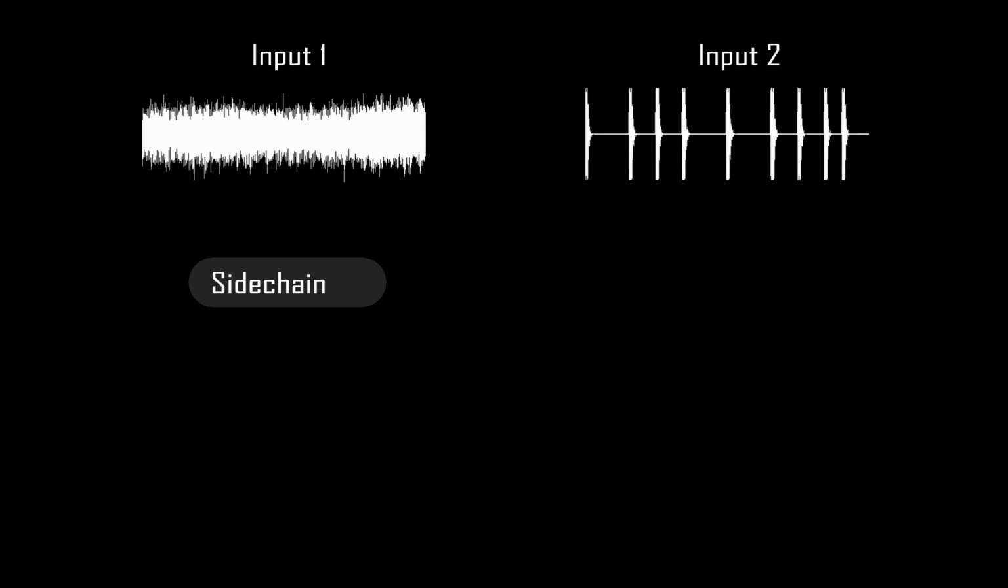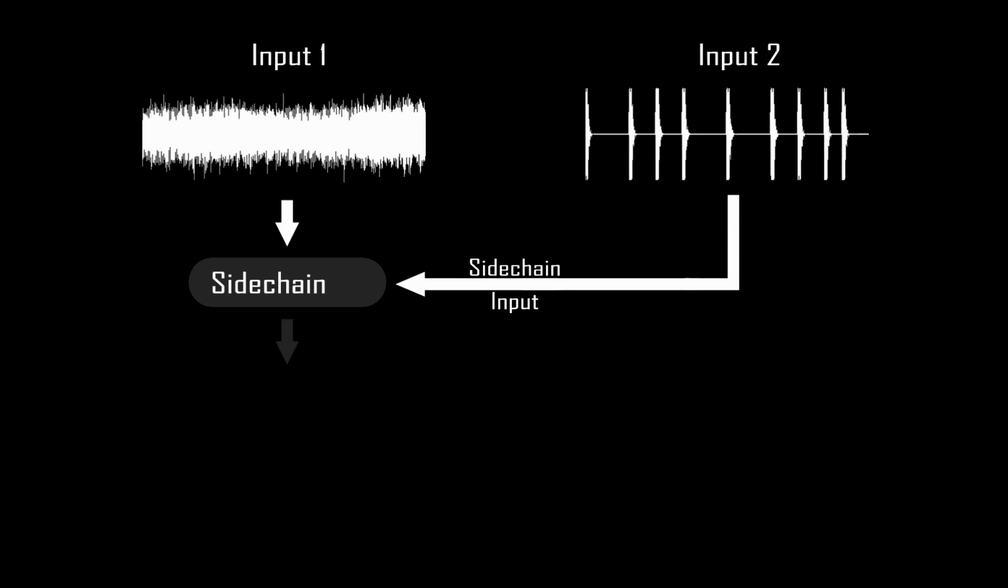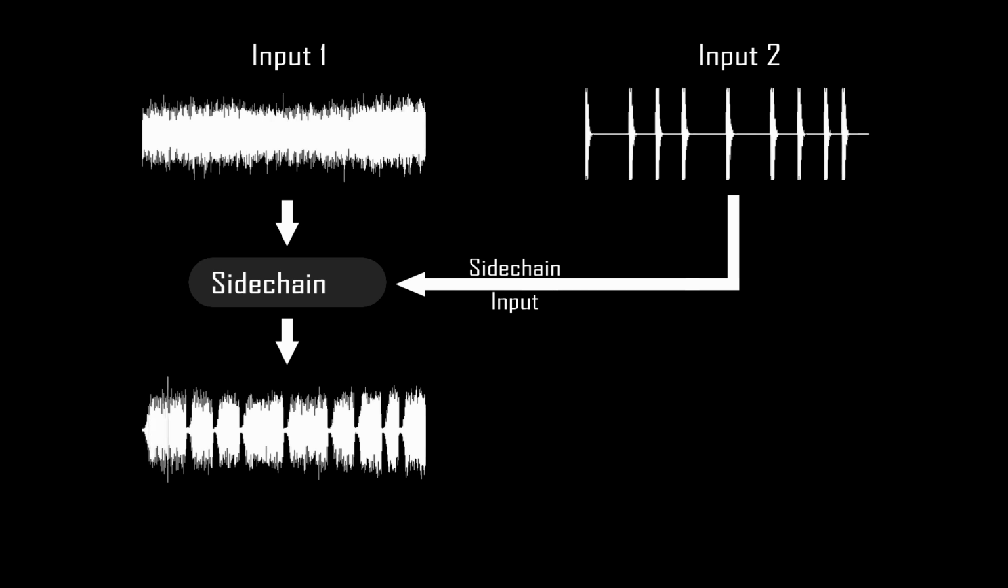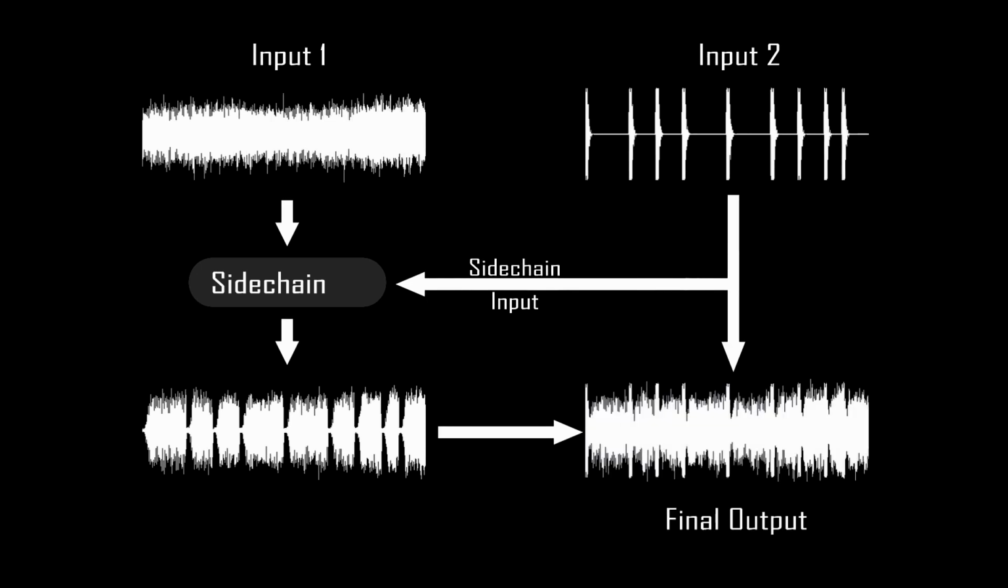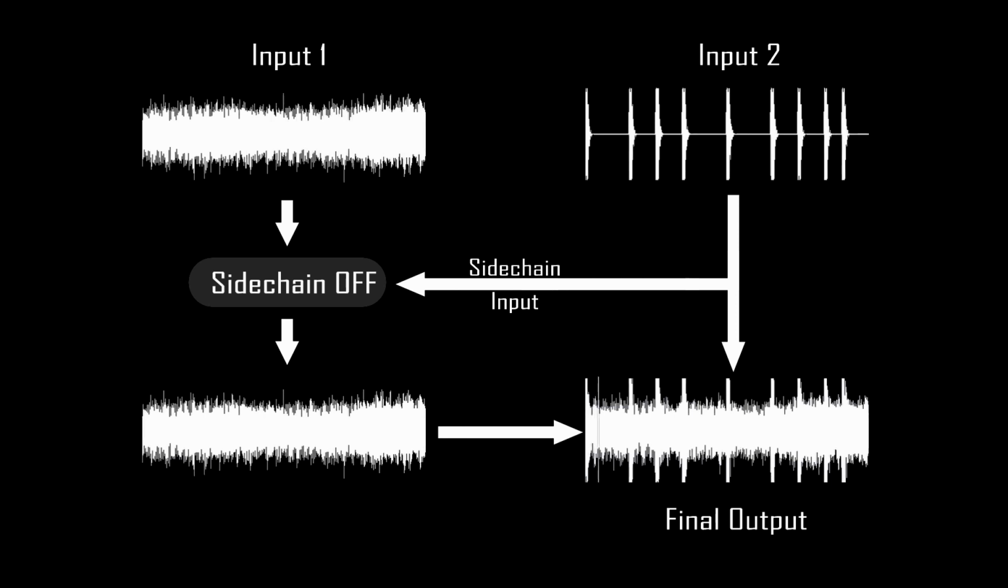If we sidechain the synth audio with the kick signal as the sidechain input, this is what we would get. This, along with the kick signal, can be considered the final output. First, let's hear it without the sidechain. Now with the sidechain.